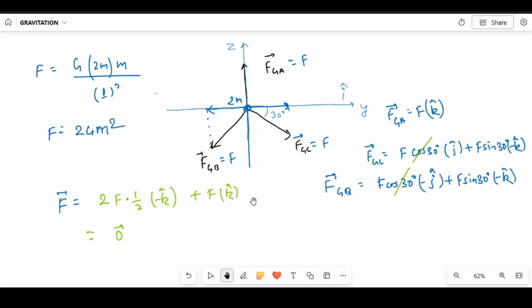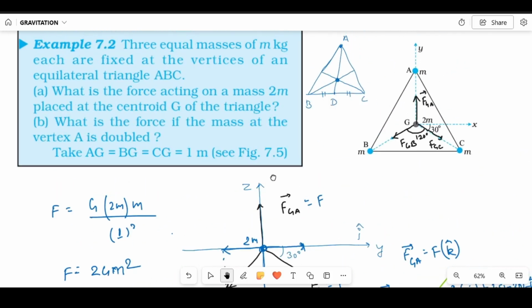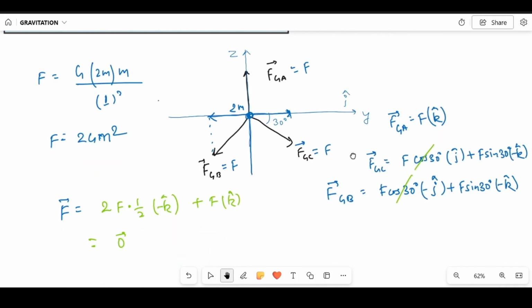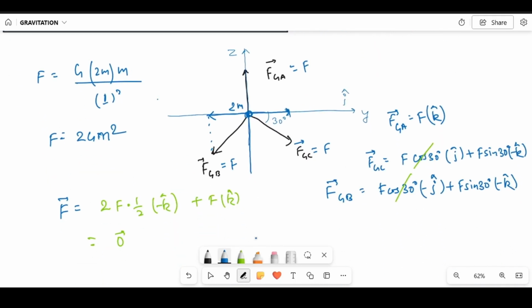Now, moving to the second part. In the second part, we have to double the mass at vertex A. So, instead of m, here we have 2m. So, m plus m here we have. Now, we can do one thing. Look, other things will be the same. Here, other things will be the same. But now the magnitude of this force is different. Instead of m here, now we have 2m.